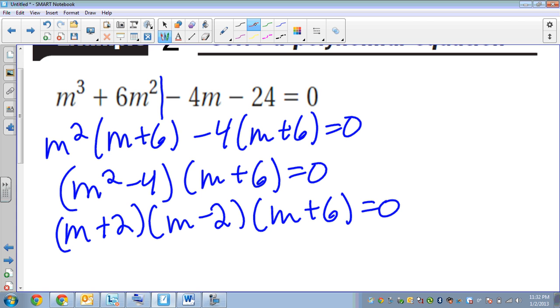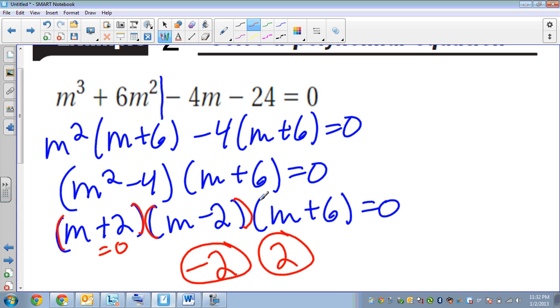Okay, here's our last step. What makes this equal 0? This parentheses. What makes that parentheses equal 0? What number do I put in here? Negative 2. That's an answer. What makes this parentheses right here 0? 2. What makes this parentheses 0? What do I add to 6 to get 0? Negative 6. Those are our 3 answers together.